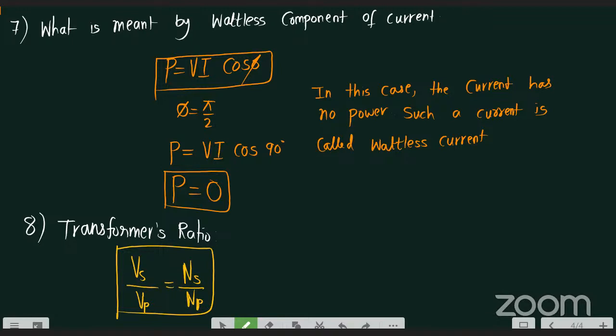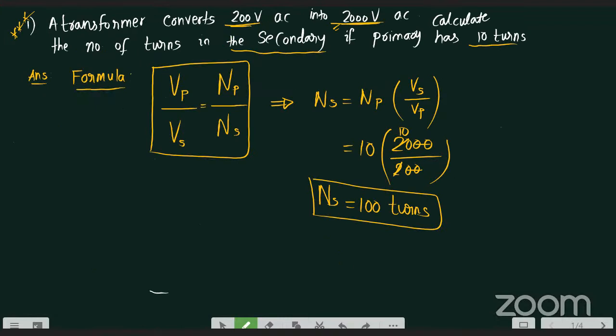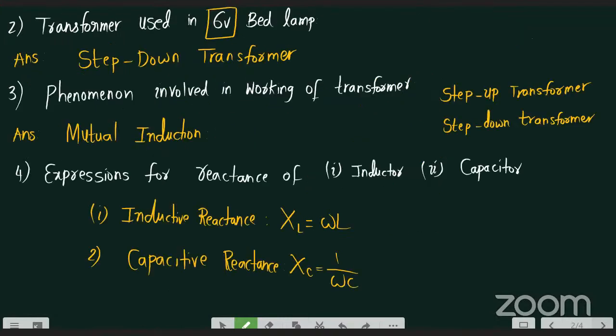These are the 8 very important questions for your annual examination. From these 8 questions, you may get one question here. What are the questions that we have discussed? We have discussed a numerical based on transformer. Next, in case of a bed lamp, which type of transformer are we using? We are using a step down transformer. And what is the phenomenon involved in the working of a transformer? We are writing mutual induction.